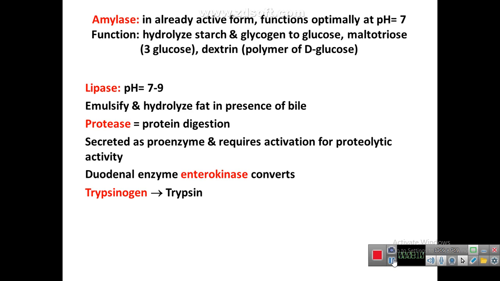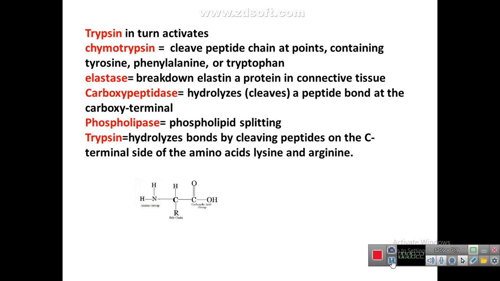When it reaches the duodenum, in the presence of the duodenal enzyme enterokinase, it will become activated into trypsin, the function of which is protein digestion. The trypsin in turn activates other enzymes. The first one is chymotrypsin. It cleaves the peptide chain at points containing tyrosine, phenylalanine or tryptophan.